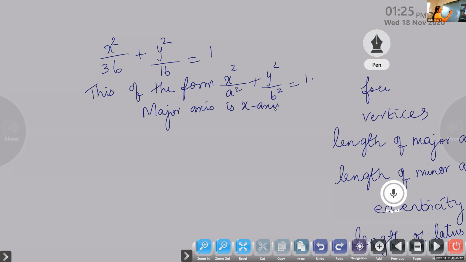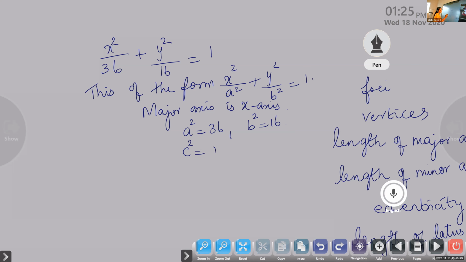So you compare it with this form and we can write down. So a square is 36, b square is equal to 16. Compare it with the standard form. From here we can write what is a square, what is b square. Now find out what is c square.